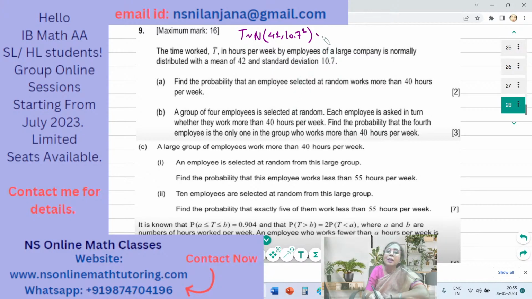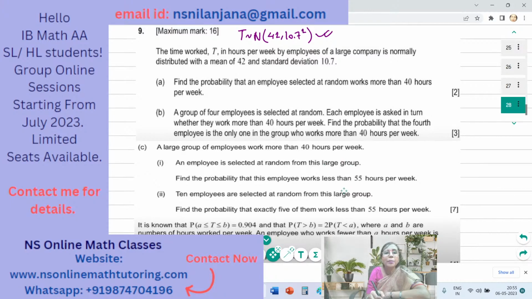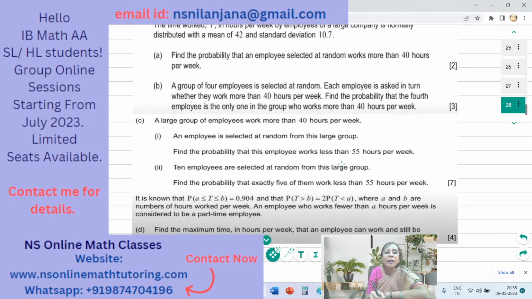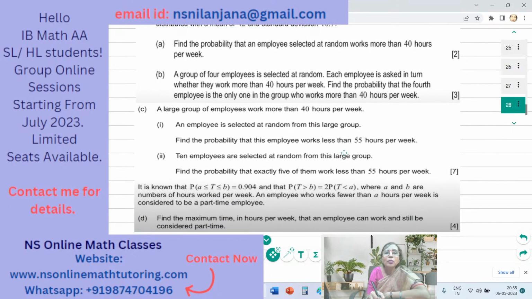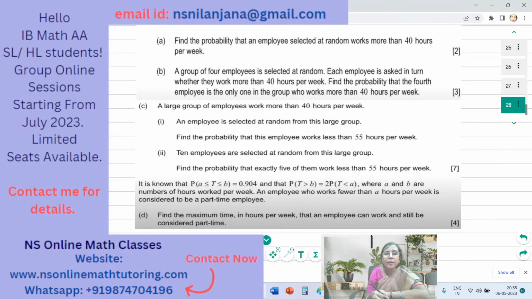Okay, but again I am saying it is not mandatory that you have to write this statement. Even if you don't write this statement, your marks will not get deducted. You will not be getting even a single mark subtracted. Okay? So, mean is 42 and standard deviation is 10.7. Fine. Now coming to subpart A.